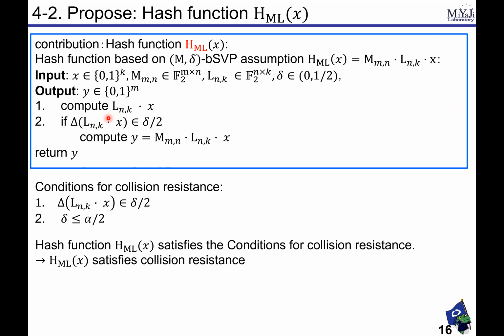Before we talk about the collision resistance of the hash function, there are two conditions needed. That is, the relative Hamming weight of L times x is smaller than delta over 2, and delta is smaller than alpha over 2. And we proved that our hash function H_ML satisfies these two conditions. So H_ML satisfies the conditions of collision resistance, and H_ML satisfies collision resistance.